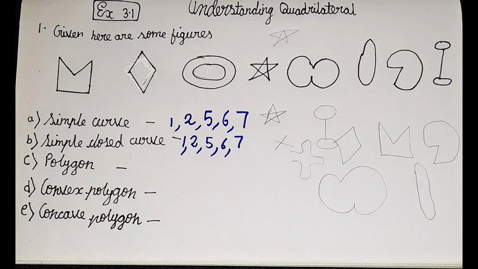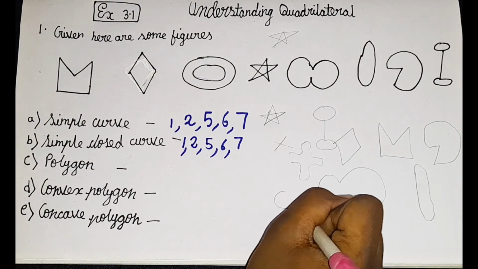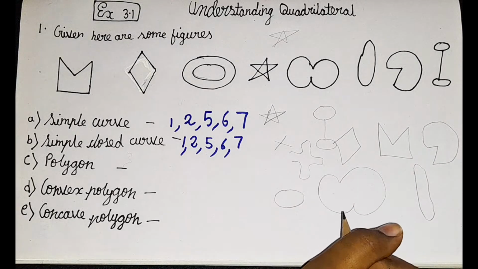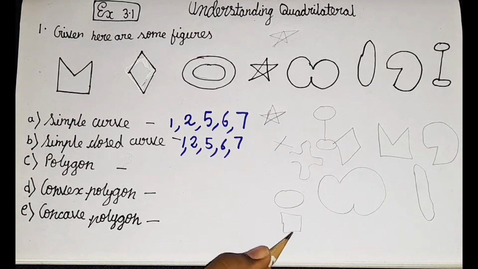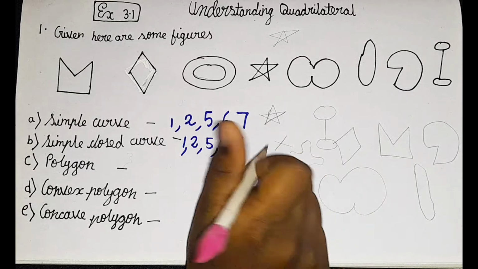So what is a polygon? A polygon is something which is completely made up of line segments. Okay. So like suddenly you are drawing a circle. A circle is not a polygon, okay, because it's not made up of line segments. A square is a polygon because it's made up of line segments. Line segment means fully it's made up of lines.